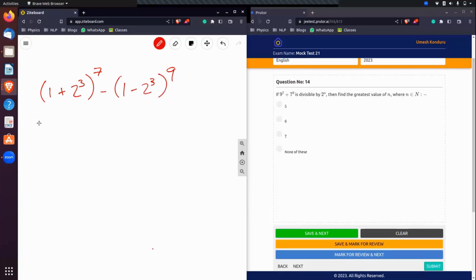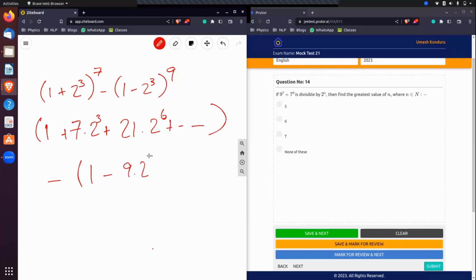So if I expand this out here, this will be 1 plus 7 times 2 cube plus 7C2, that's 21 times 2 power 6. And this will be minus 9 times 2 cube plus 36 times 2 power 6 and so on.